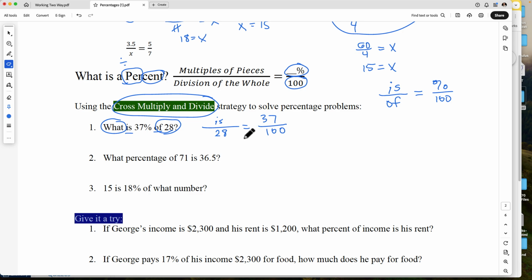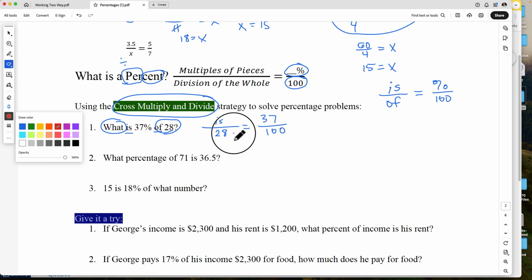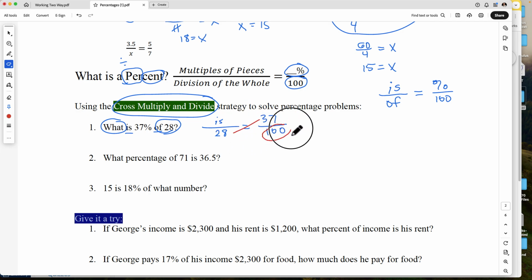Okay, and so what are we going to do? We are going to cross multiply and then divide. So we're going to take 28 times 37, and we're going to divide it by 100. We're going to get our answer. We're going to know what the is part is. We're going to be able to answer this. I'll let you guys do the work. Leave my calculator alone. What do we get?